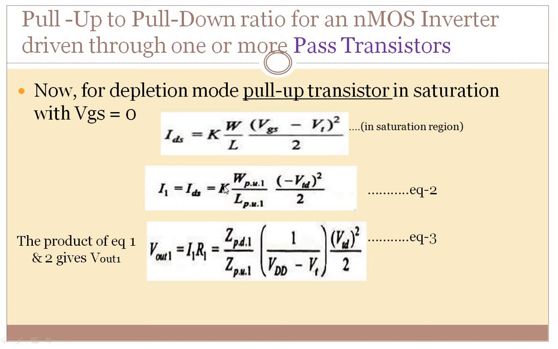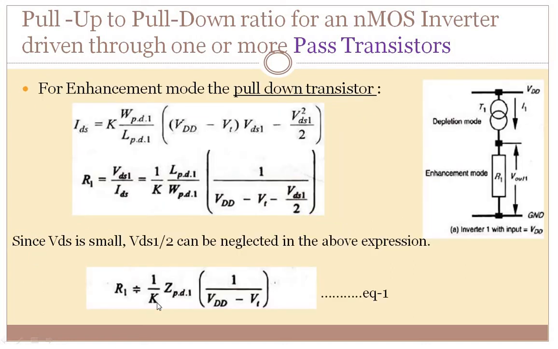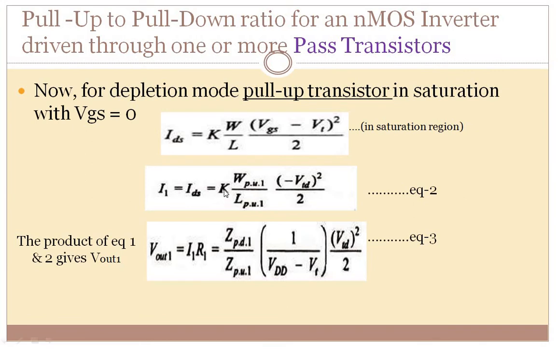What is the I1 formula? K into WPU divided by LPU1 into (minus VTD) whole square divided by 2, into, what is the R1 value? What we have got is 1 by K ZPD1 into 1 by (VDD minus VT). So this K and that K, one in the numerator and one in the denominator, will both cancel, and the answer, with this substituted as ZPU1, is ZPD1 divided by ZPU1 into 1 by (VDD minus VT) into (minus VTD) whole square divided by 2. So this is equation 3, the output voltage which we have got from inverter 1.